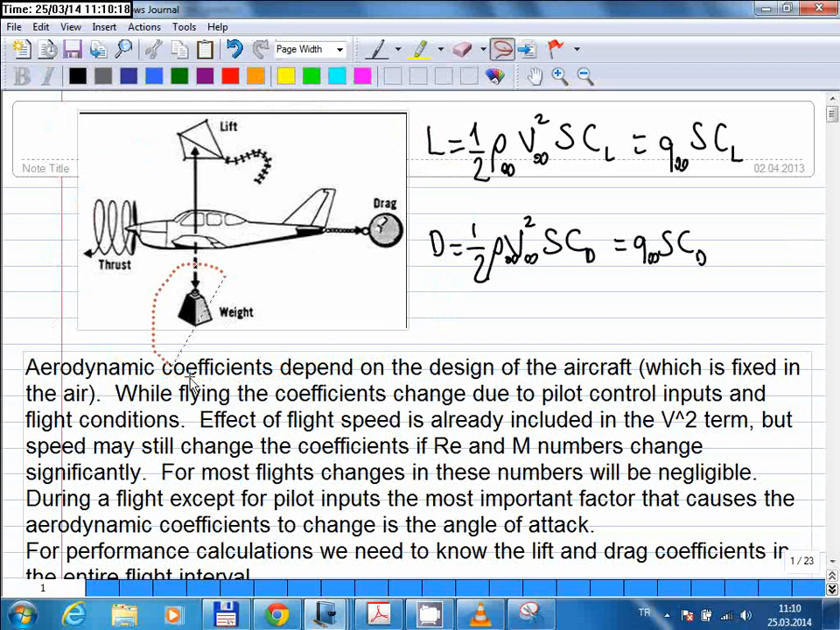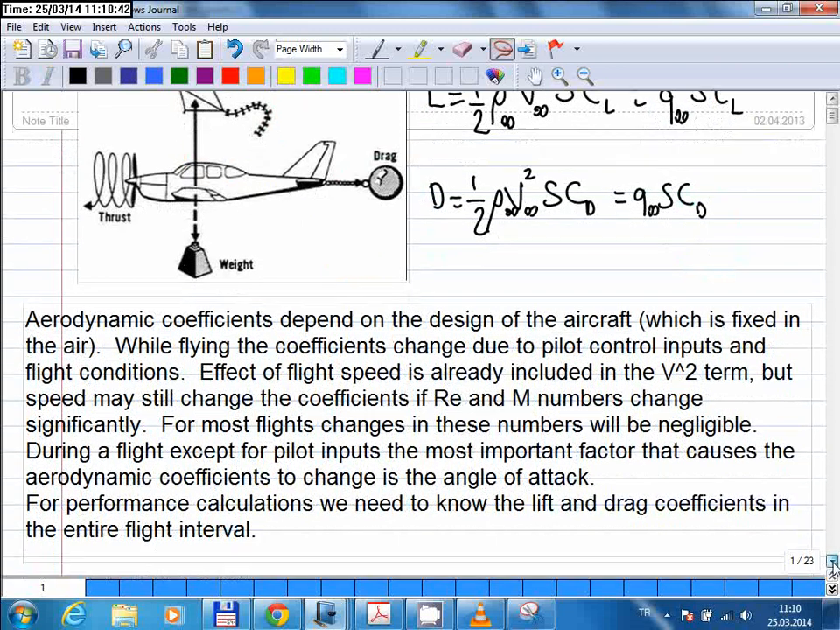So weight is the easiest one. You know the weight of your aircraft. But you need to calculate all these three forces so that you can calculate the performance accurately. For lift and drag, these are our equations. This is the dynamic pressure. And the important parameters here are these lift and drag coefficients.